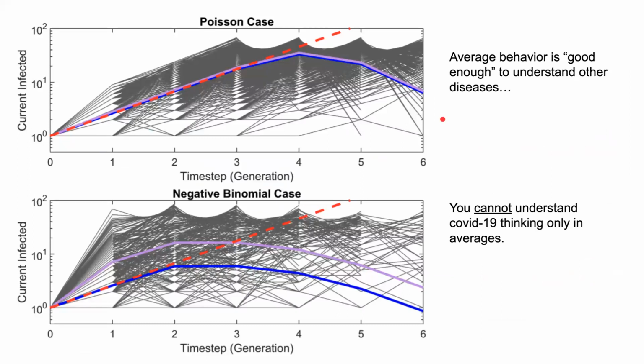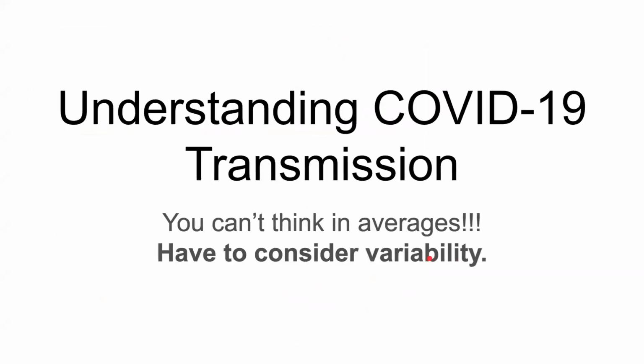So what that tells us is that average behavior, that might be good enough to understand some diseases. But when it comes to COVID-19, you simply can't think about the disease when thinking only in terms of averages. So when it comes to understanding the transmission of COVID-19, you can't think only in terms of averages. You actually have to think in terms of variability.